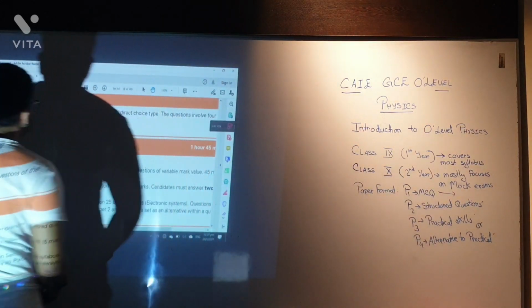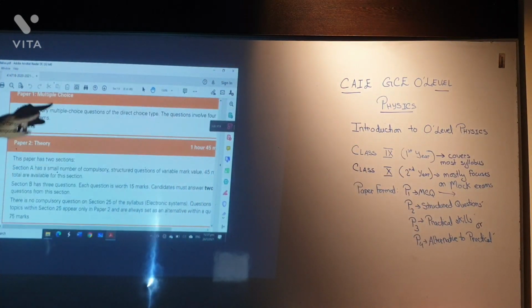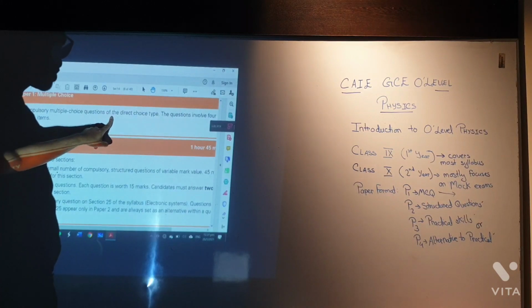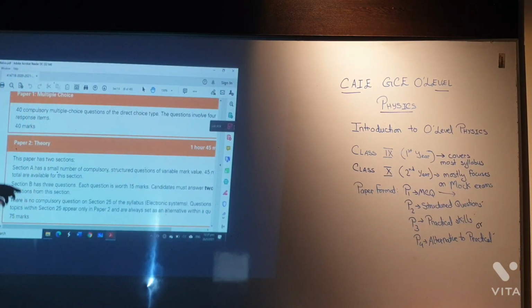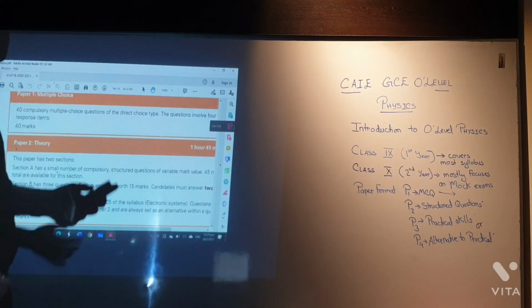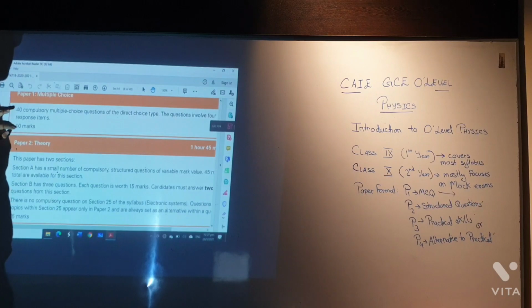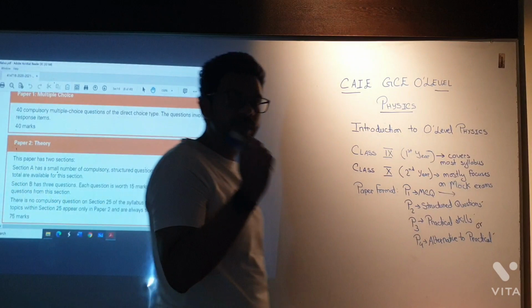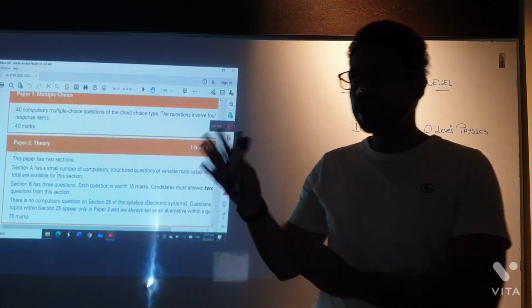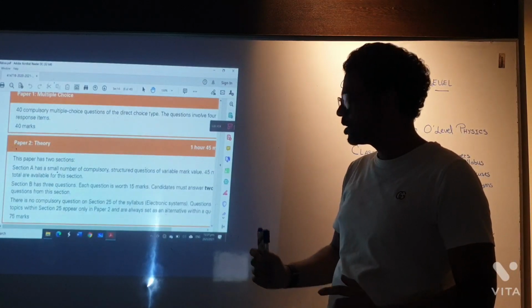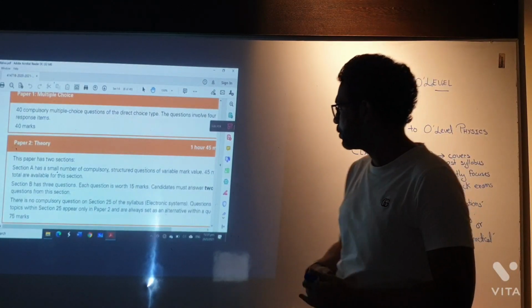So paper 1 is basically what we talked about, a multiple choice question paper. There will be 40 compulsory multiple choice questions, 40 MCQs of the direct choice type. Each question involves 4 response items. That means each MCQ will have 4 responses, A, B, C, D. You have to choose any one of them. And these 40 questions will have 40 marks. The duration of this paper is 1 hour. You get 1 hour to complete the paper, and you choose one answer out of the 4 options for each question. So 40 questions, 40 marks, 1 hour duration.